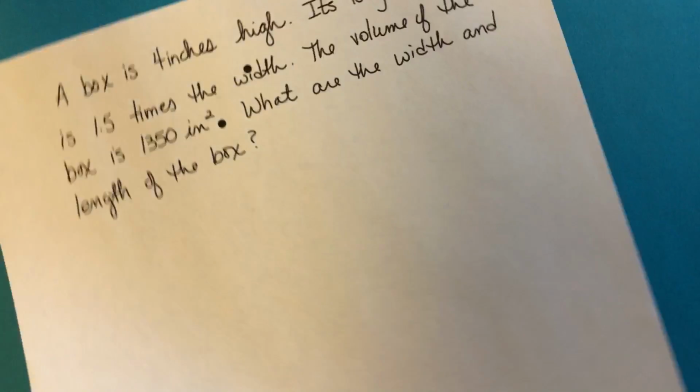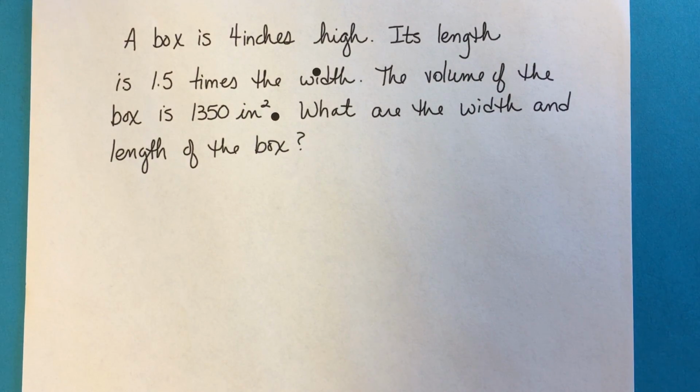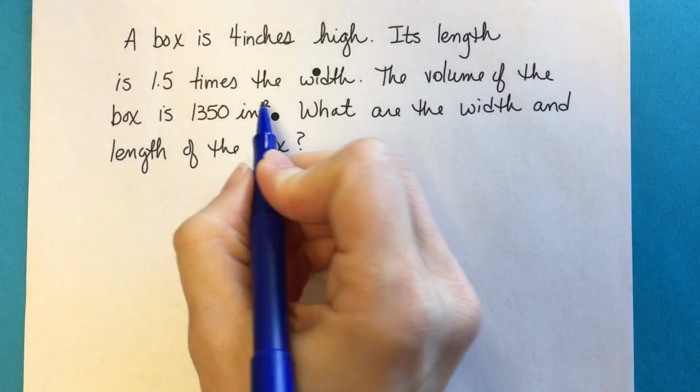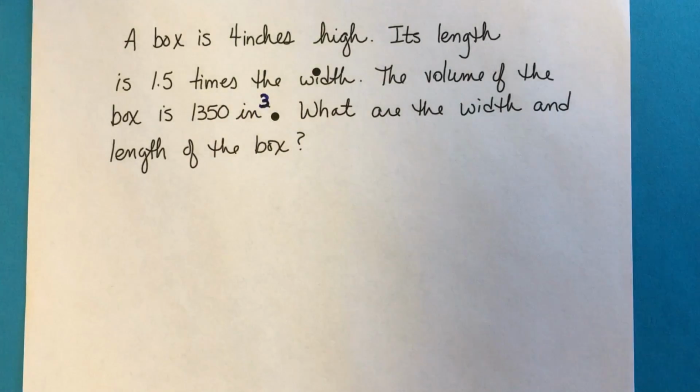Okay, one other example. So again, you pause the video to take time to write down the word problem. A box is 4 inches high. Its length is 1.5 times the width. The volume of the box is 1,350 inches, and that should be cubed since we're talking about volume this time. What are the width and length of the box?